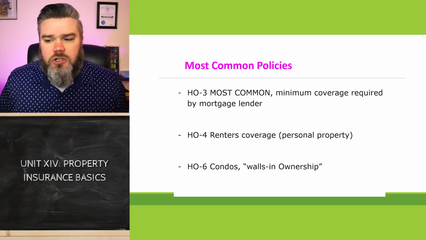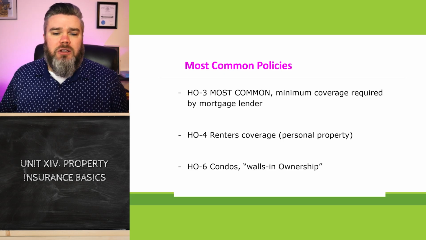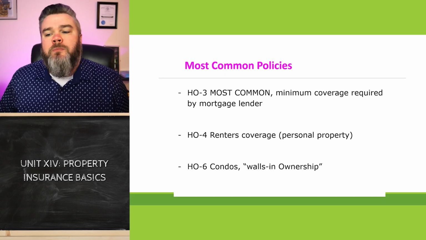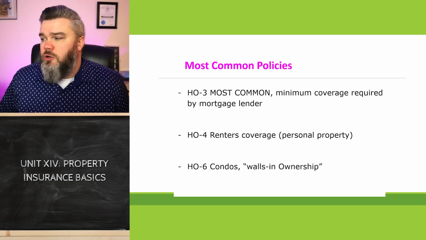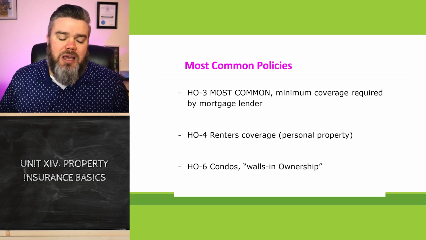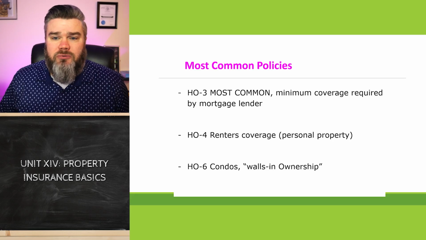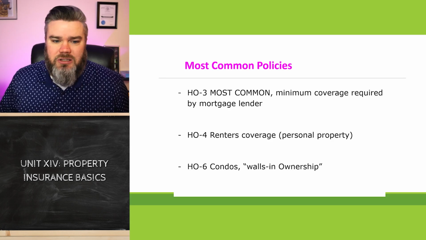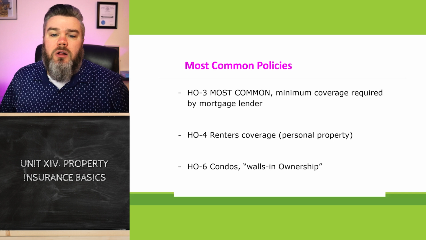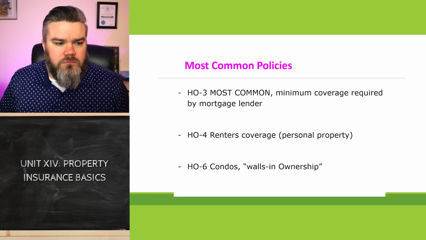And of course, the renter's policy is an HO4. That is covering personal property only. The difference between the HO4 and the HO6, literally only personal property on the HO4. HO6 actually covers exclusive fixtures. You could replace flooring. It could replace toilets and sinks and things of that nature as well, dealing with a condominium.